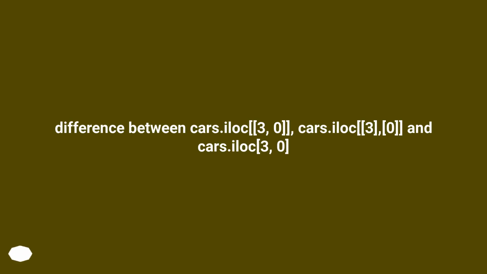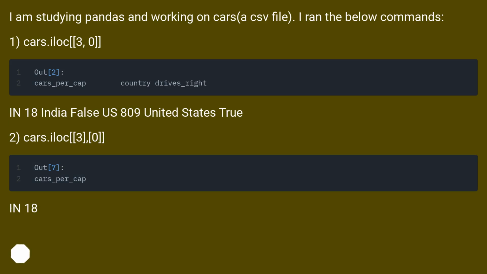Difference between cars.iloc[[3], [0]], cars.iloc[[3], 0], and cars.iloc[3, 0]. I am studying pandas and working on a cars CSV file. I ran the below commands.